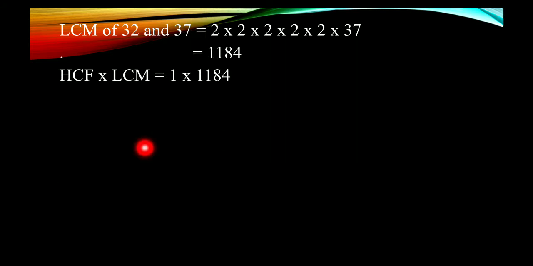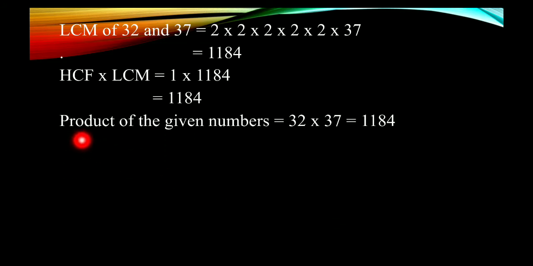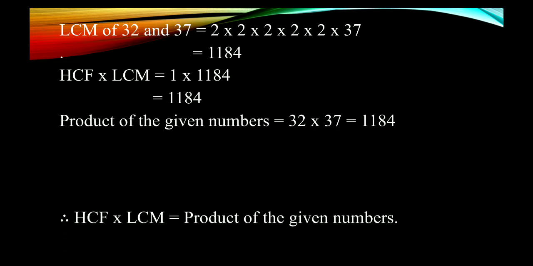How to verify? That is, HCF and LCM, we have to multiply. What is the HCF? We got 1. The LCM we got 1184. So the product is 1184. The product of the given numbers: what are the given numbers here? 32 and 37. If we multiply, we get 1184. See, when I multiply HCF and LCM, the product is 1184. The product of the given numbers is also 1184. Both are equal. Therefore, it is verified.